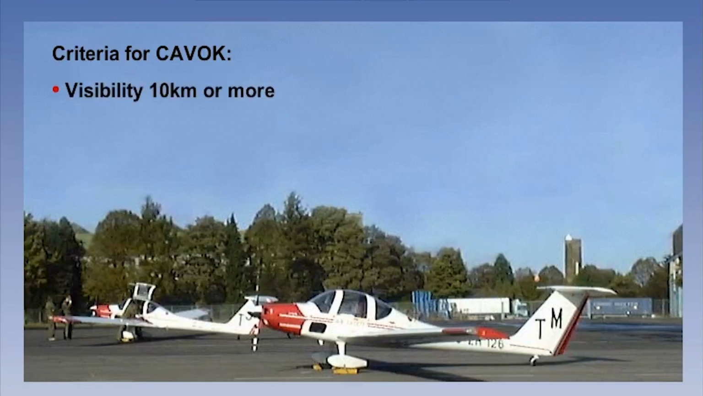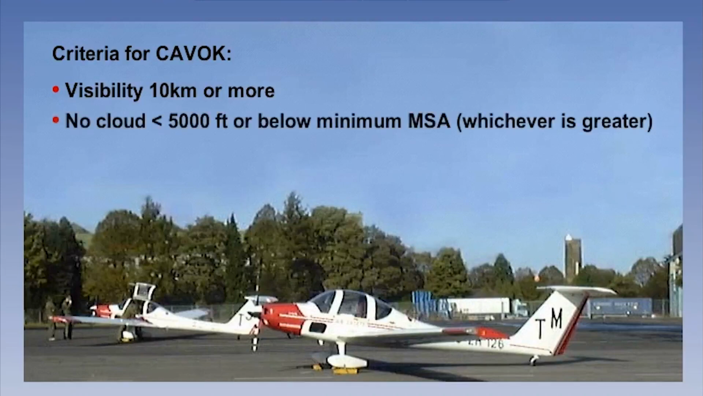The first of these is that visibility must be 10 kilometers or more. Next, there must be no cloud below 5,000 feet, or the highest minimum sector altitude, whichever is the greater. No cumulonimbus present, and no significant weather. If these criteria are met, then the abbreviation CAVOK will appear in the METAR code. Note that in the example, there is no other visibility or cloud mentioned.